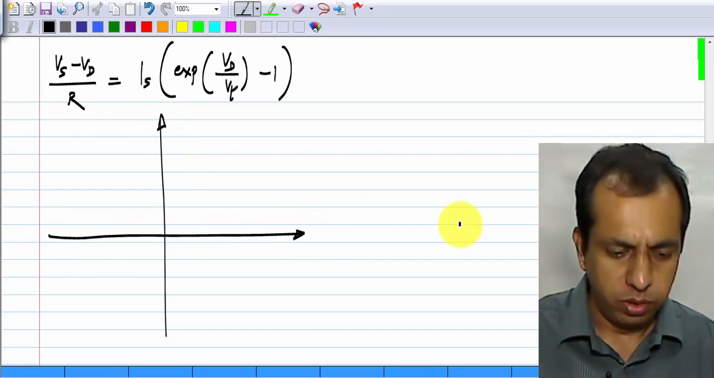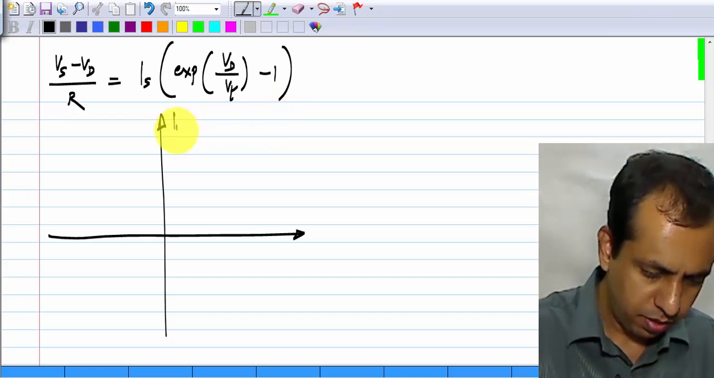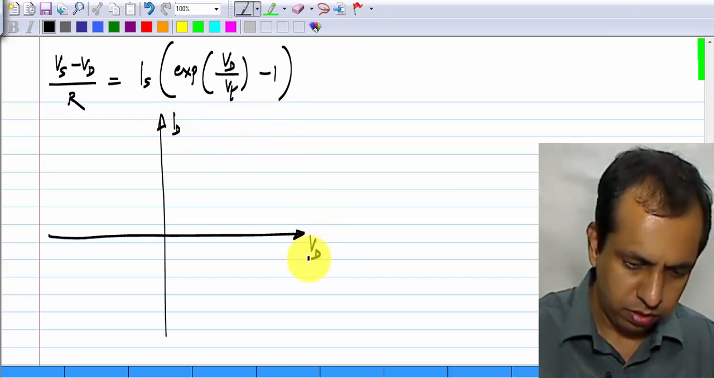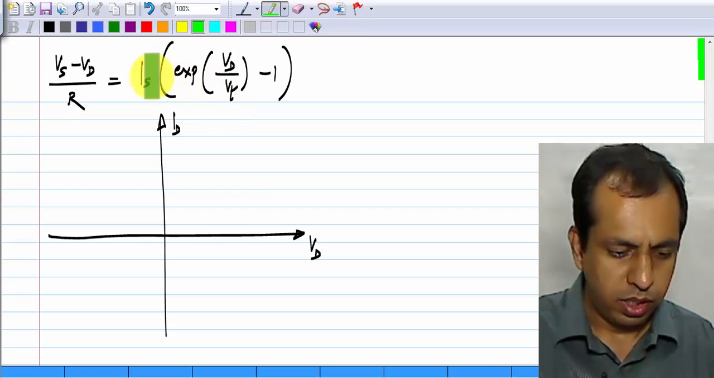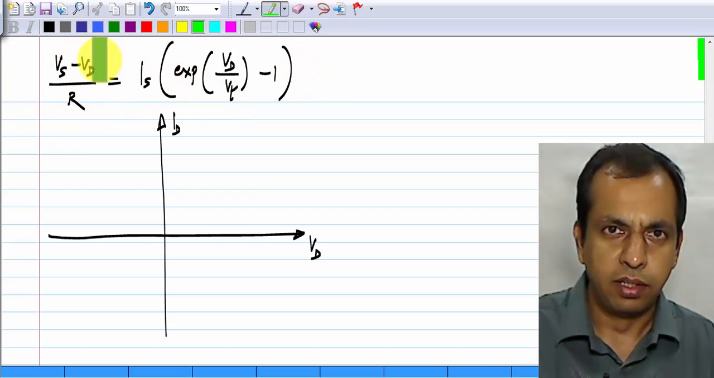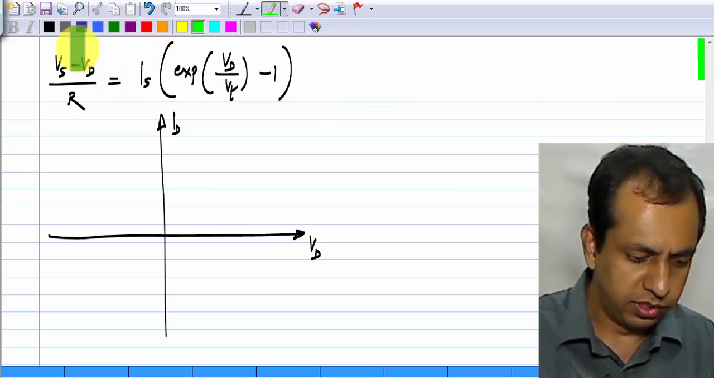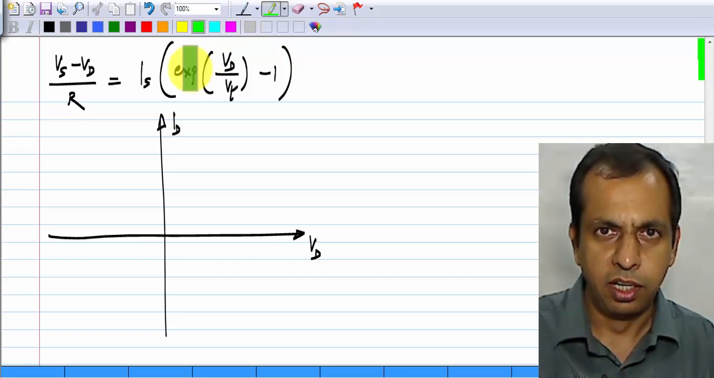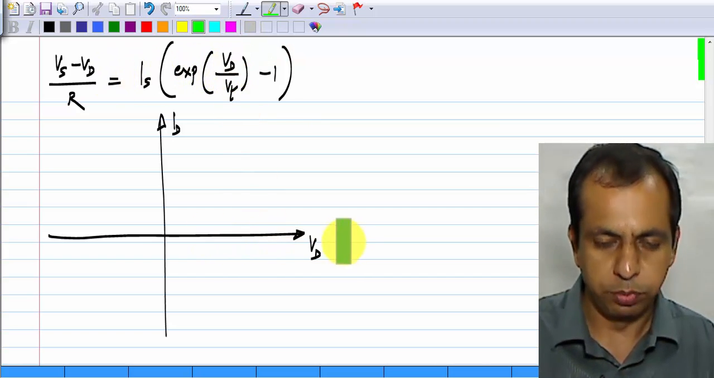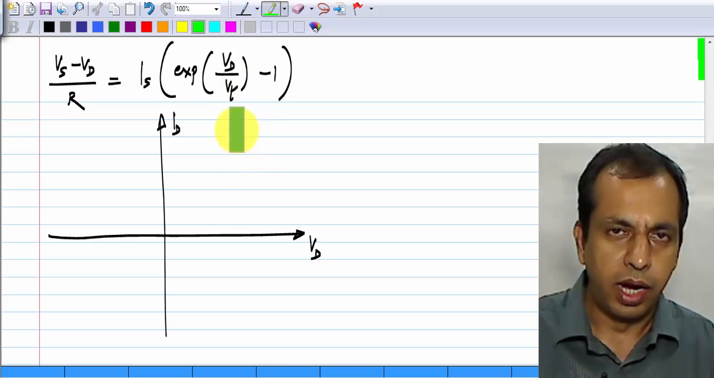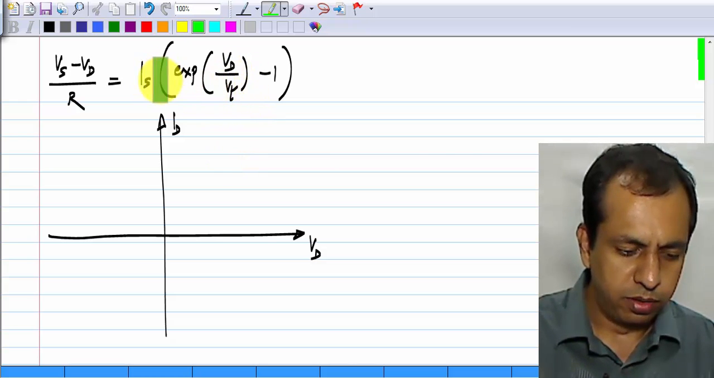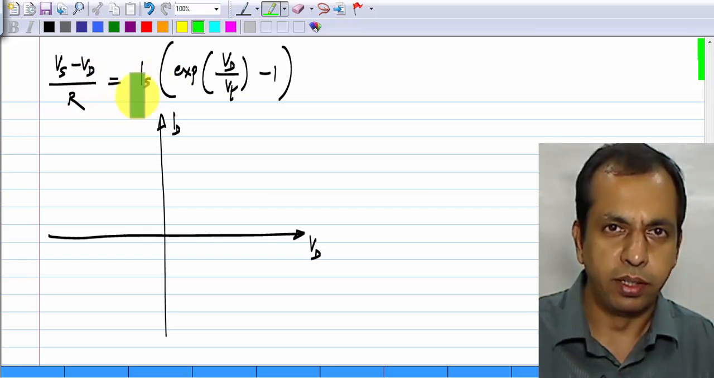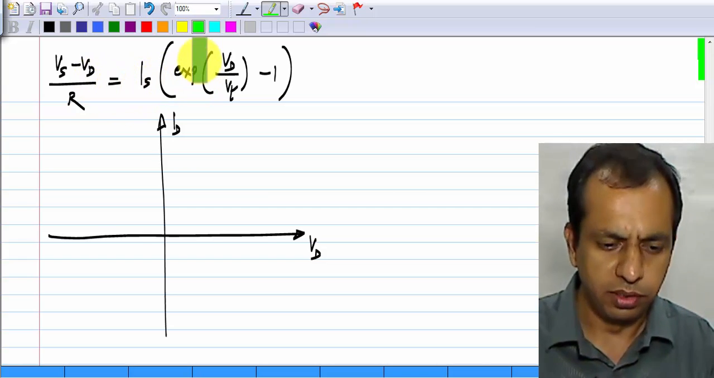So, what I can do is essentially plot the right hand side and left hand side separately. There is some function on the left hand side, there is some other function on the right hand side, both are functions of Vd, which is my independent variable, and I can find the point of equality or the point of intersection, that will be the solution.